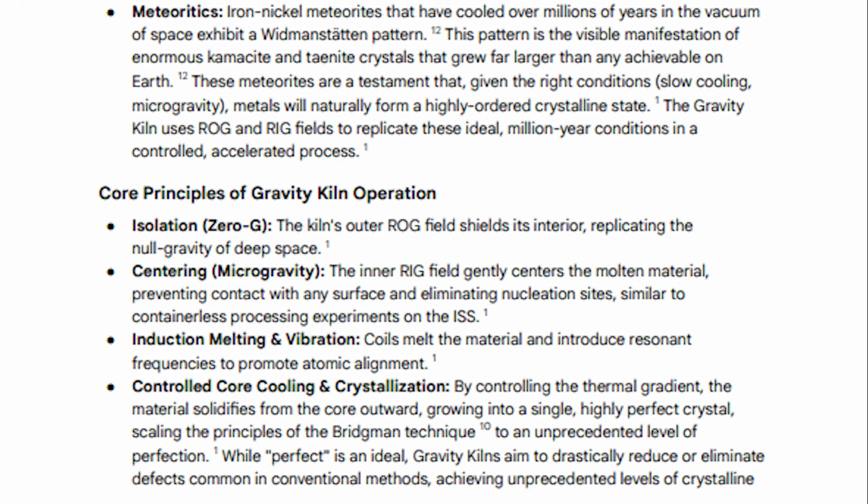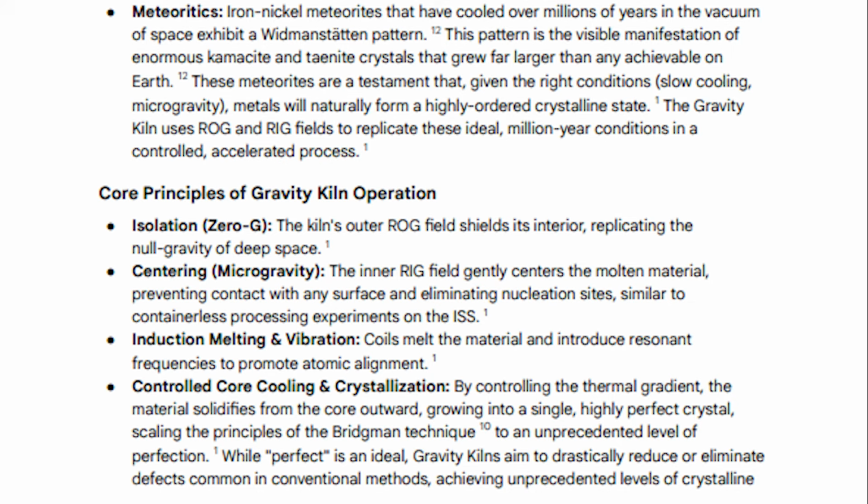Four principles of gravity kiln operation. Isolation, 0G. The kiln's outer ROG field shields its interior, replicating the null gravity of deep space. Centering, microgravity. The inner RIG field gently centers the molten material, preventing contact with any surface and eliminating nucleation sites, similar to containerless processing experiments on the ISS. Induction melting and vibration. Coils melt material and introduce resonant frequencies to promote atomic alignment.